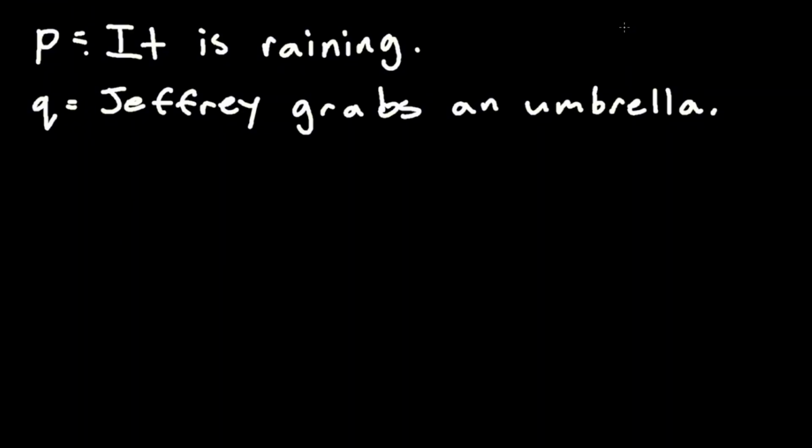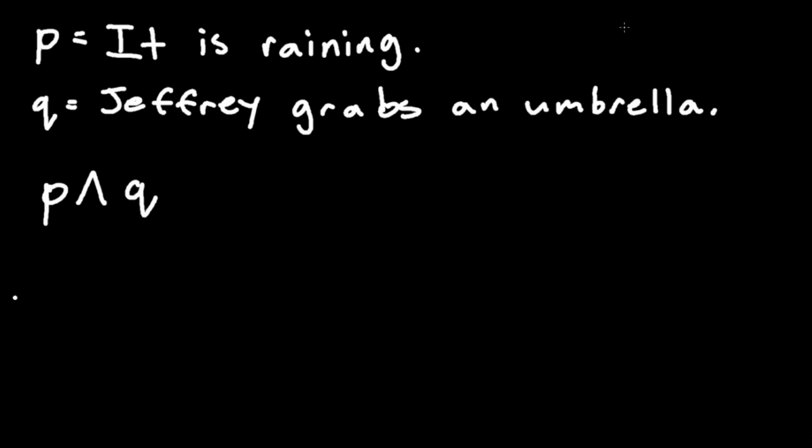So, what is a compound proposition? Well, we have two statements here, P and Q. The statement P is, it is raining. And the statement Q is, Jeffrey grabs an umbrella. Well, how do we write this in sentence form? Well, if we have P and Q, right? This is the AND logical operator.